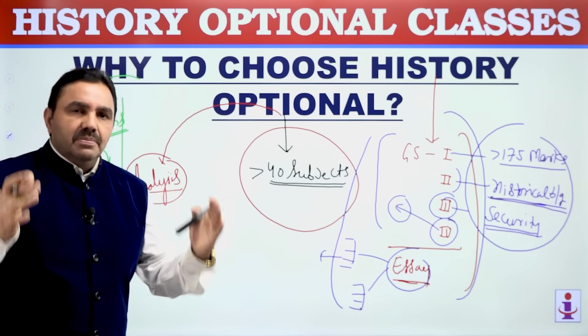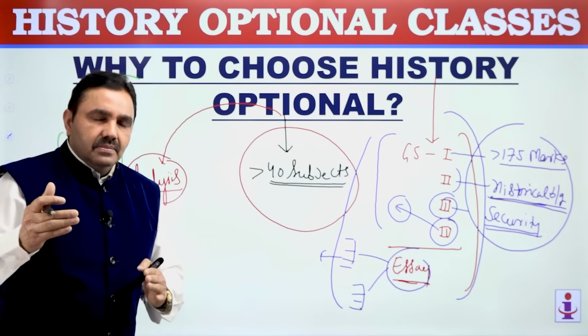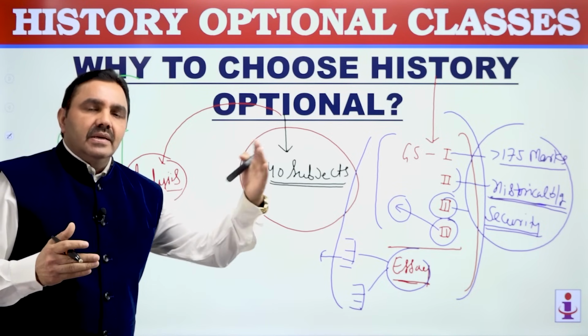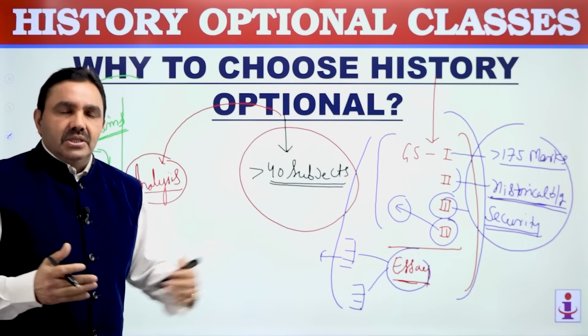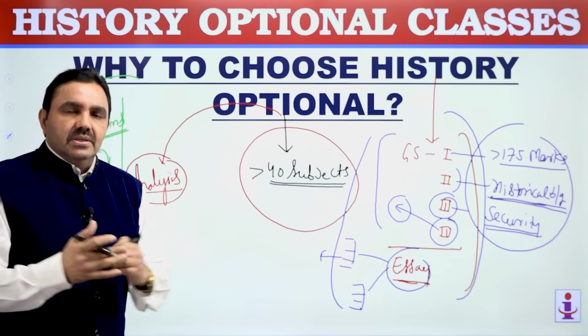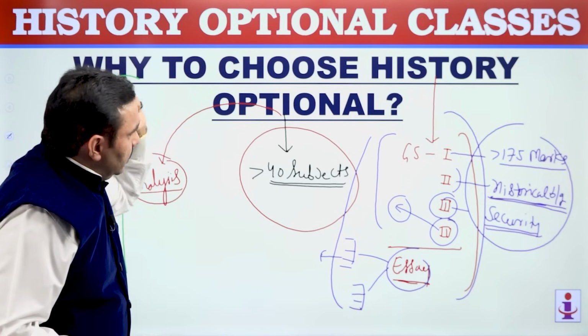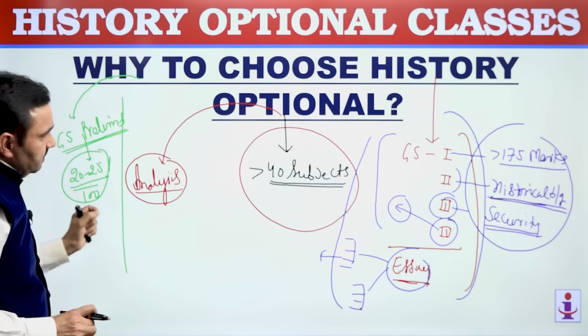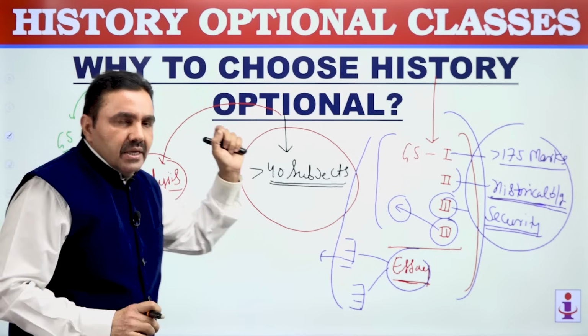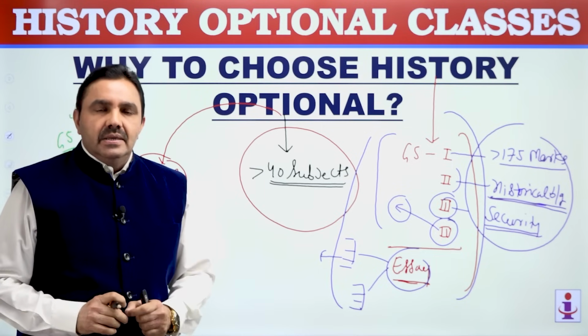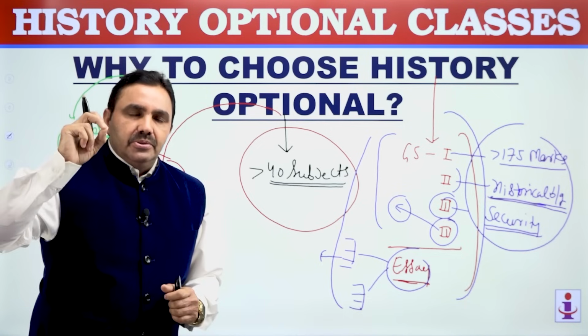So if you can cover 40% of the paper from history, then you can understand from the remaining other subjects, 6, 7 subjects, you have to cover just only 60% of the stuff. So that way, if you pick up history optional, your chances of success in prelims, your chances of success in mains improves enormously.